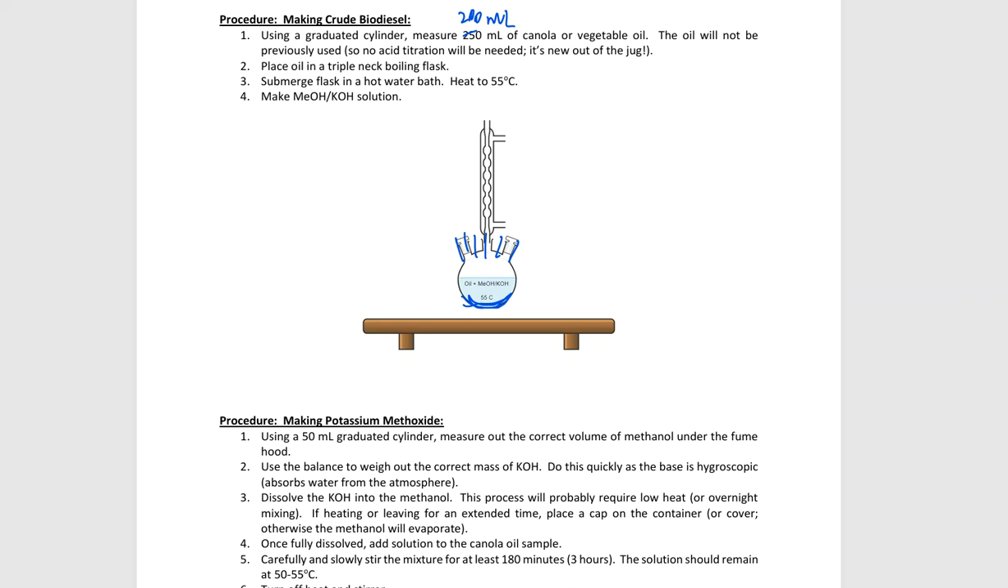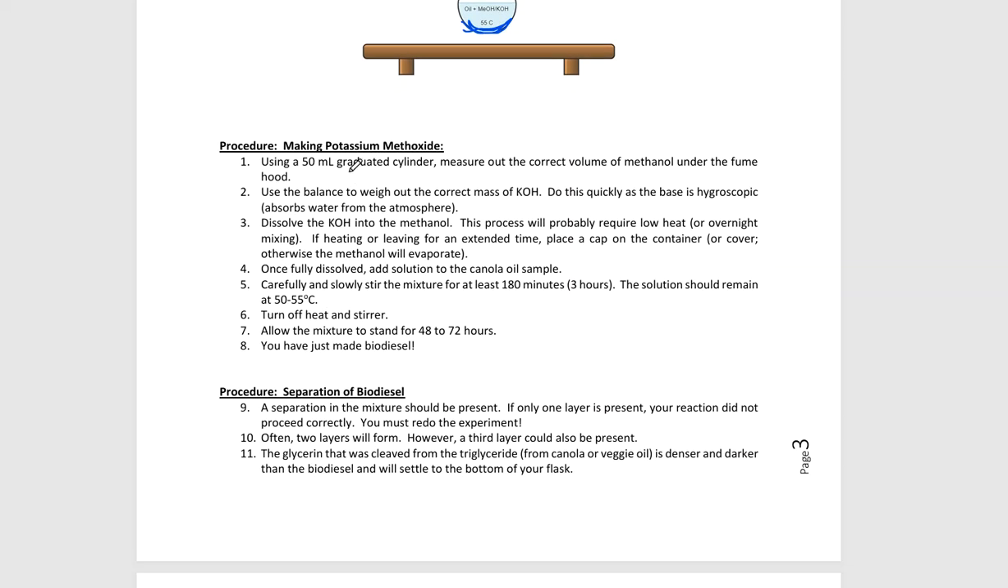Then number 4 says make a methanol and KOH solution. So the procedure here, making the potassium methoxide. So using a 50 ml graduated cylinder, measure out the correct volume of methanol under the fume hood. Okay, that's not a big deal. I did that calculation up above. I know how much methanol that I should be using. It tells me that I can use a graduated cylinder for this. I don't need to pipette it, so don't act crazy with it. So graduated cylinder, in goes the methanol.